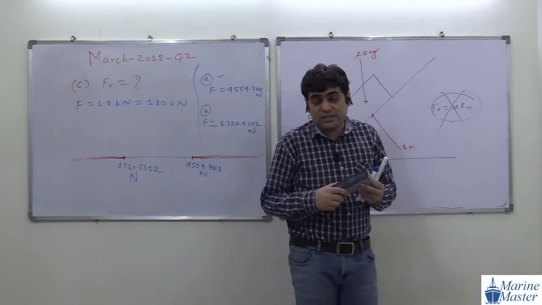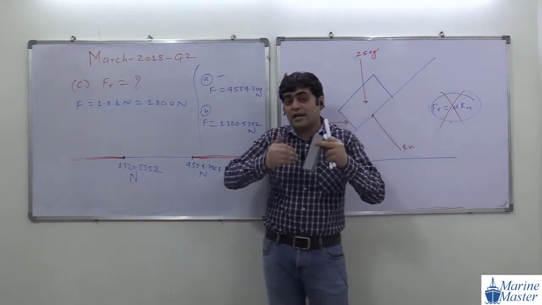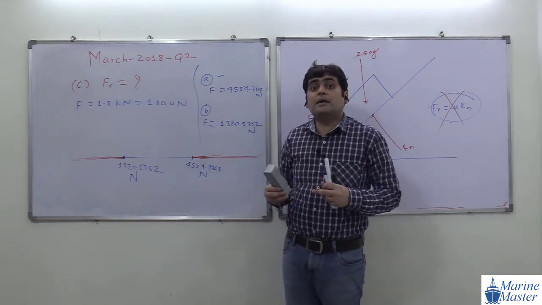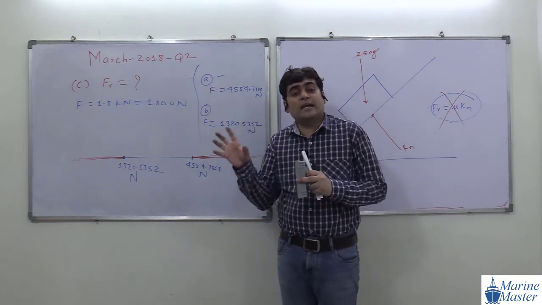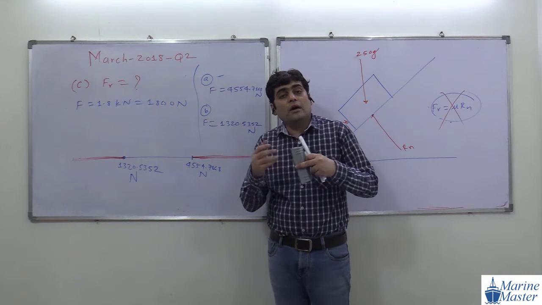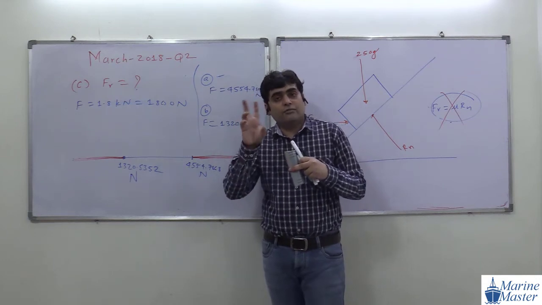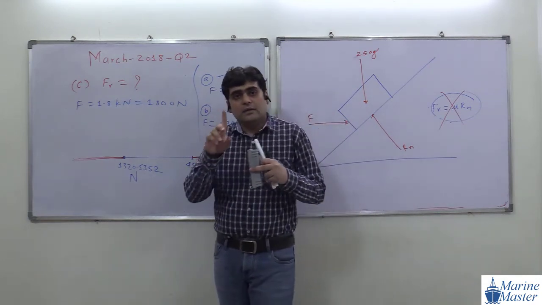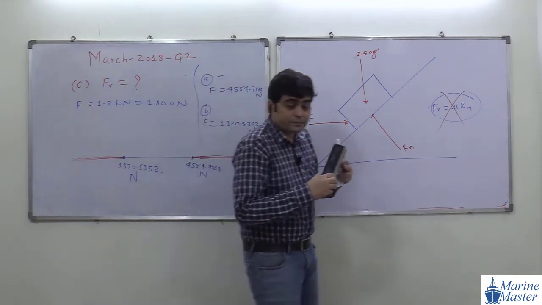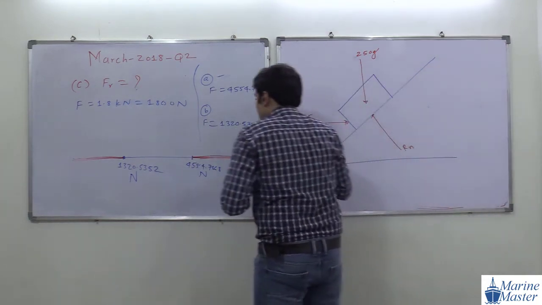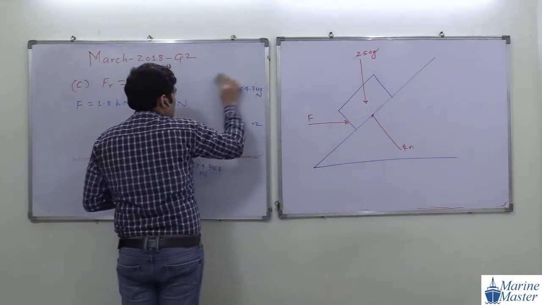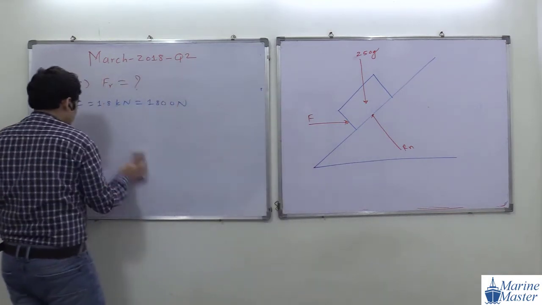Here every question has three parts, and we are learning an important concept. In part B, we got a different force diagram. From that we got an angle between R and Rn. See the scenario here: Fr is not equal to mu Rn in this scenario. Now, how to deal with such a scenario?